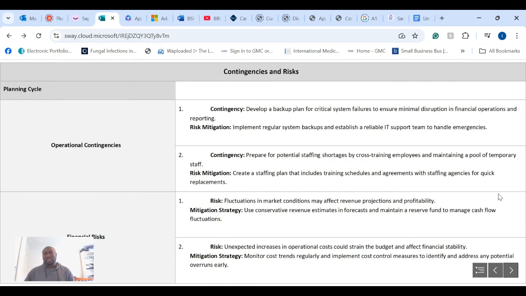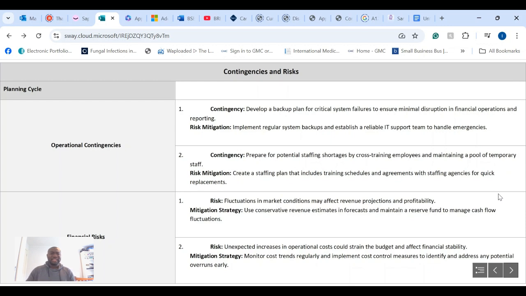Moving on, some of the contingencies and risks we looked into are operational contingencies. We are developing a backup plan for critical system failures to ensure that minimal disruption is experienced during the financial operations and reporting. We also implement regular system backups and establish reliable IT support.